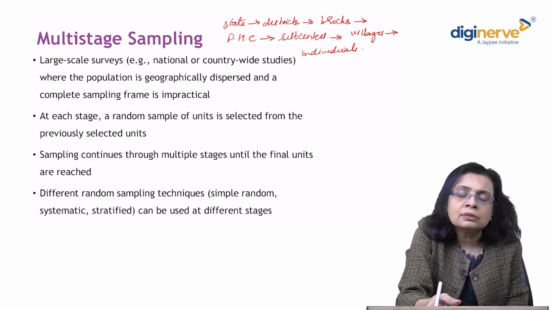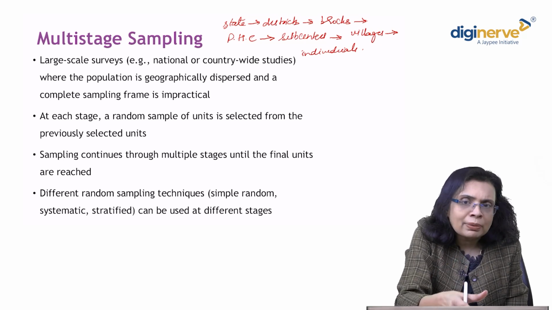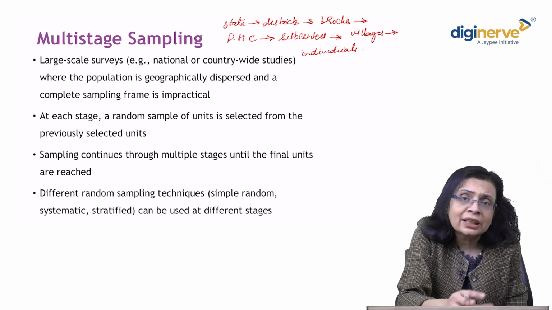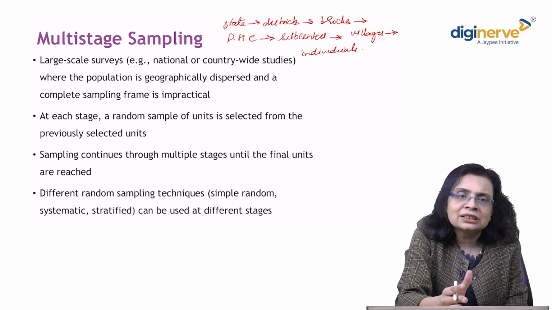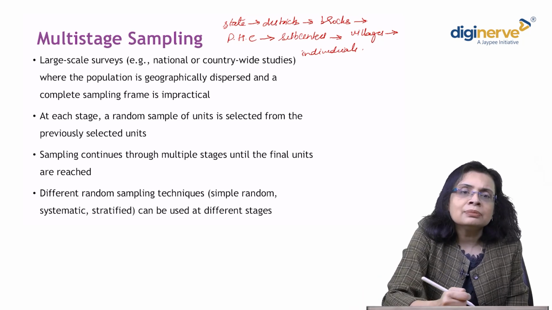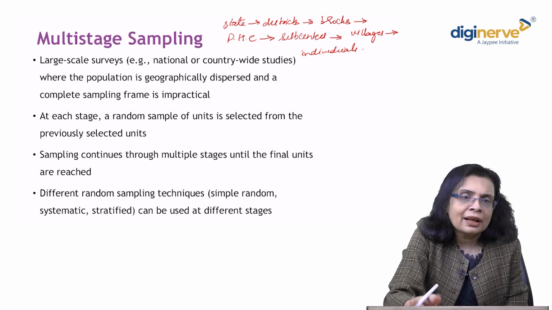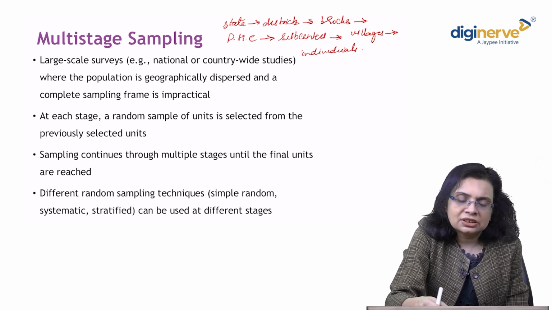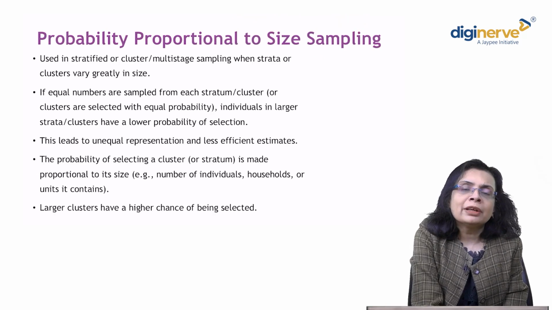So suppose the study involves just some districts, then you will stop at the district level. But if the study involves individuals, you will have to go till the individual level. If the study involves villages, then you can stop at the village level. And different random sampling techniques, which could be simple random, systematic random or stratified random techniques, can be used for collecting individuals at different stages. So now talking about the probability proportional to size sampling.